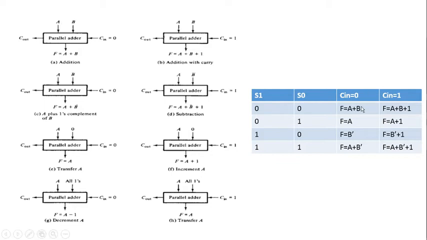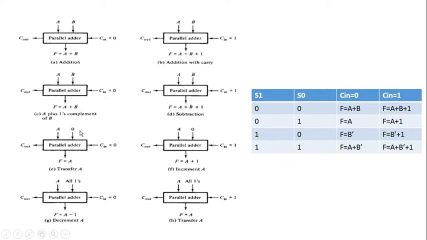Okay, so this is the case. With Cin equal to 0, it performs a transfer operation of the X input of this parallel adder. Whatever value we give to the X input of this parallel adder will be transferred to the output when Cin equal to 0. When Cin equal to 1, it will perform an increment operation of the X input of this parallel adder. So this is the case.